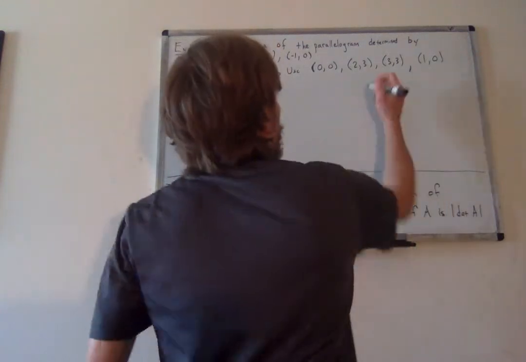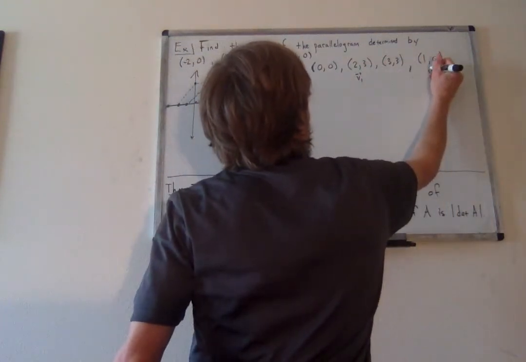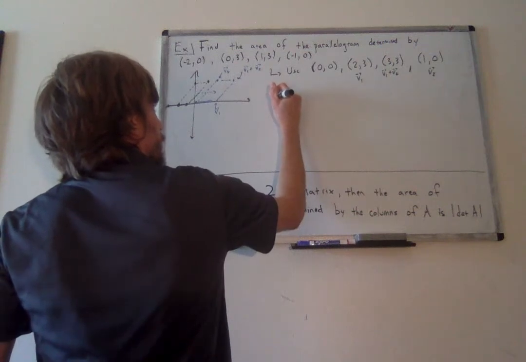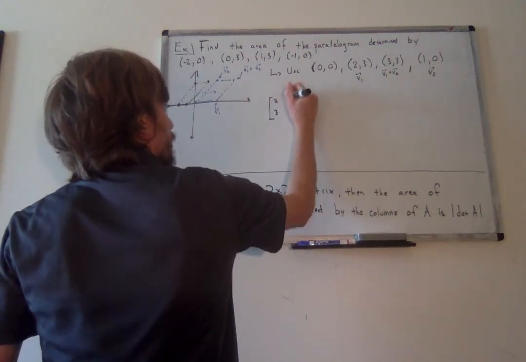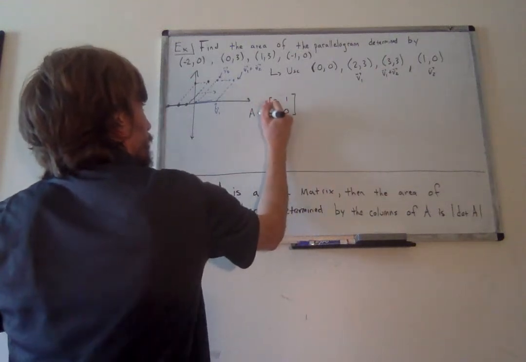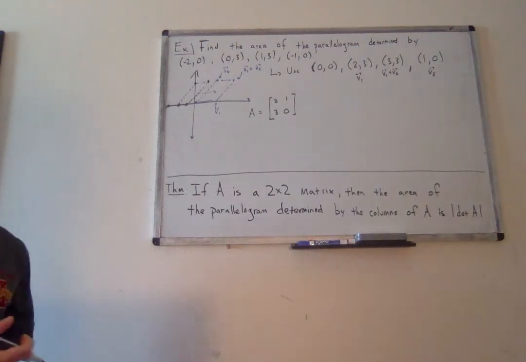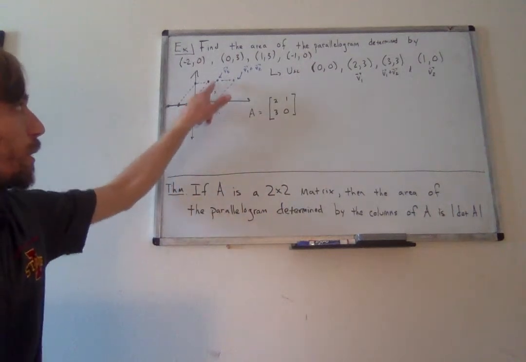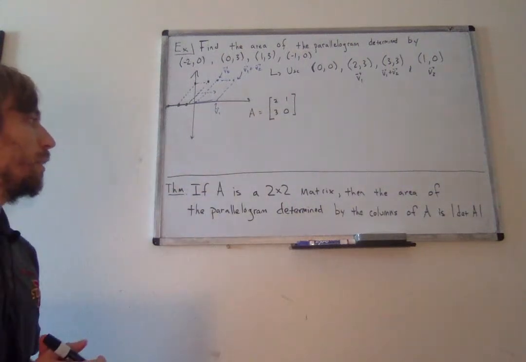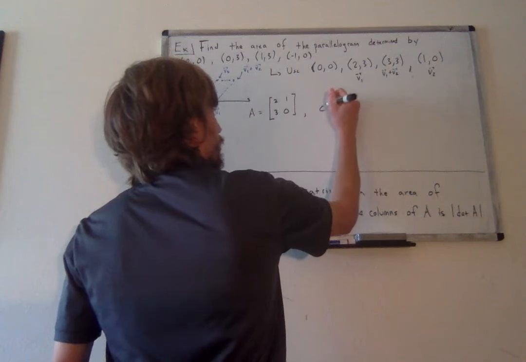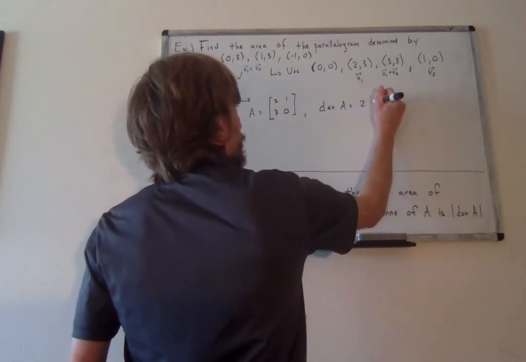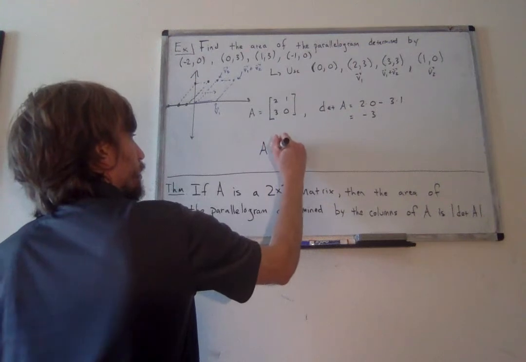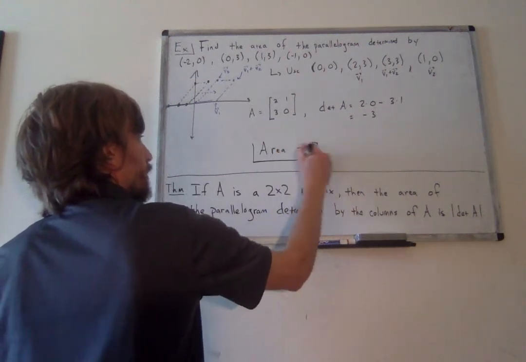And now, if I let this be v1, this be v2, then you can see this vector is v1 plus v2. And so the area is going to be the absolute value of the determinant of this matrix. Again, v1, v2. I've shifted everything over so that I can make these the columns of my matrix. And so the determinant of A is equal to 2 times 0 minus 3 times 1, which is equal to -3. But remember, the area is equal to the absolute value of that. So the area of this is equal to 3.